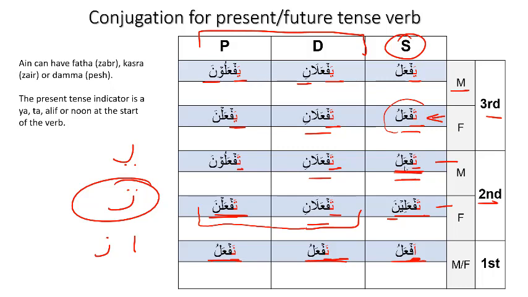Now, I want you to learn this, and I've given you some tips. So when you see the present tense indicator, you know it is present tense. You generally know when ya is used, when ta is used, but it also makes sense to just try and memorize this. The way we memorize this is row by row. So yaf'alu, yaf'alani, yaf'aluna, taf'alu, taf'alani, yaf'alna, taf'alu, taf'alani, taf'aluna, taf'alina, taf'alani, taf'alna, af'alu, naf'alu, naf'alu. So spend some time on this and try to memorize this present tense conjugation.